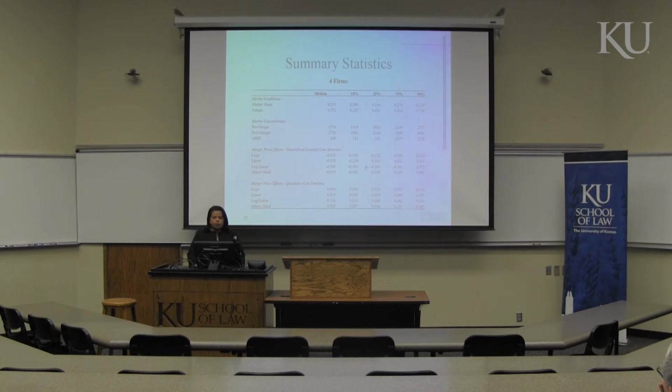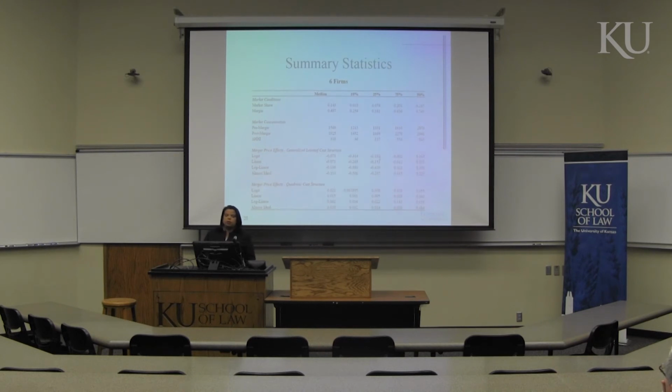We see that with generalized neo-T cost structures, due to efficiencies, a lot of those prices actually went down after the merger, whereas with the quadratic, the efficiencies are a little bit more tamed, and we still ended up with positive price increases after the merger.